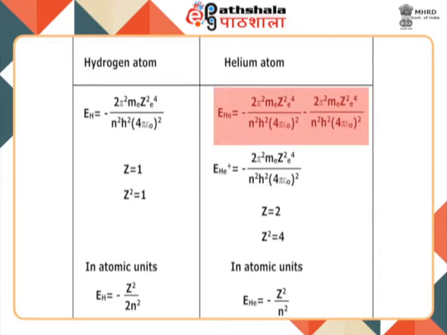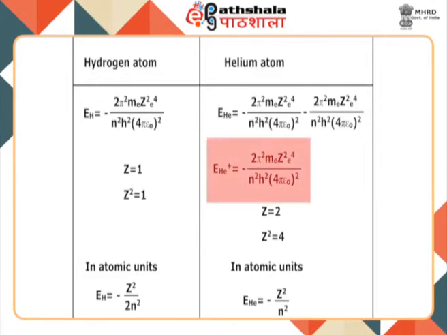If you look at the corresponding term on the left hand side in EH, that is also a similar term. But the difference will come in that there Z was 1 because it was a hydrogen atom. Here Z will be 2 and therefore Z square will become 4. Both the terms in the energy of the helium atom, the first and the second, represent the energy of the corresponding helium ion, which is given by the expression minus 2 pi square m e Z square e4 upon n square h square (4 pi epsilon 0) whole square.